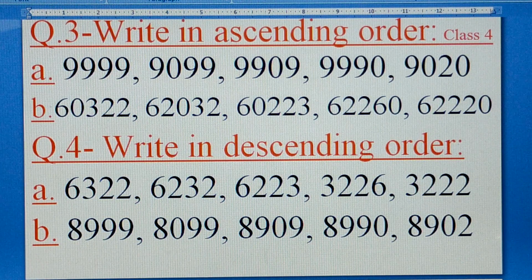Now, question number 4, you have to write in descending order. Descending order, you have to write the greatest number first. As in part A, now you have to check which one is the greatest. So you find 6322 is the greatest. So first of all, you have to write 6322, and then you have to proceed further.